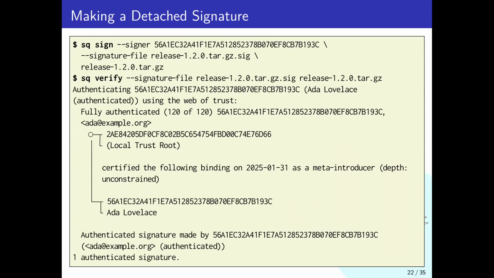What if we want to do a detached signature, which is how people usually publish software? Well, we can use SQ sign, and now we specify a --signature-file, and that's where it's going to be saved. And we specify the file that we want to sign, and we get the detached signature. And again, we see similar output. We do SQ verify, we specify both the signature file and the file that we signed, and we see that it's authenticated.